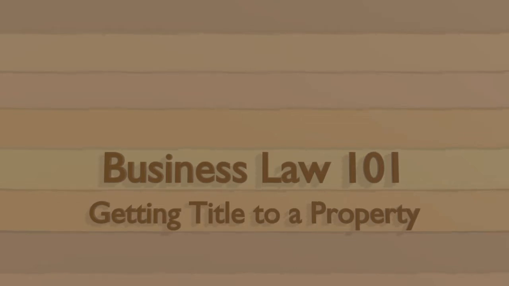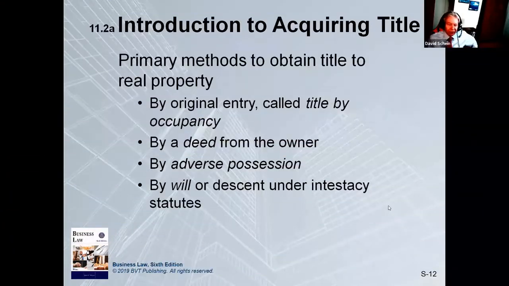So how did you get title to the property? How did you become the owner? So by original entry, it was called tenancy by the occupancy. This would have been something that happened in the Great West of the United States.